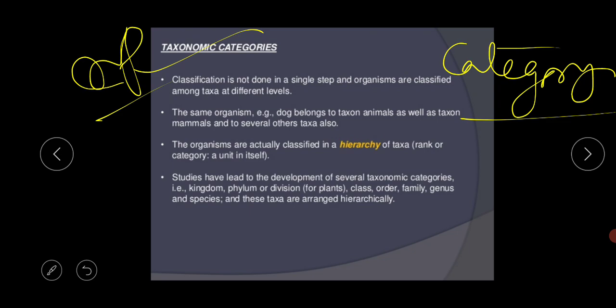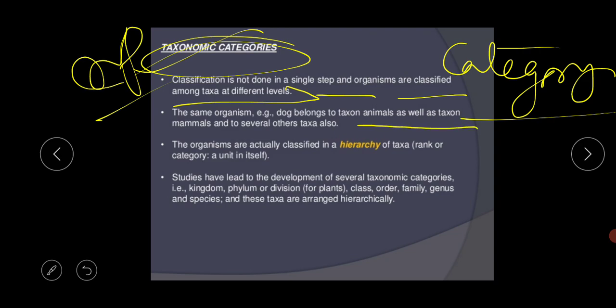So what is the meaning of the taxonomic category? This is the unit of grouping of any level used in taxonomy or classification of organisms. Usually there are 7 obligate and a few intermediate categories used in the taxonomy. When the classification is not done in a single step, organisms are classified among taxa at different levels. The same organism, for example a dog, belongs to taxon animals as well as taxon mammals and to several other taxa also. The organisms are actually classified in a hierarchy of taxa.